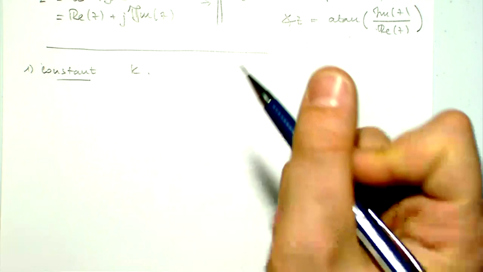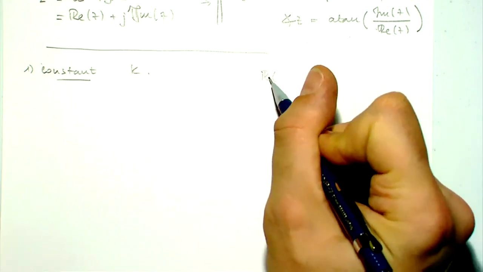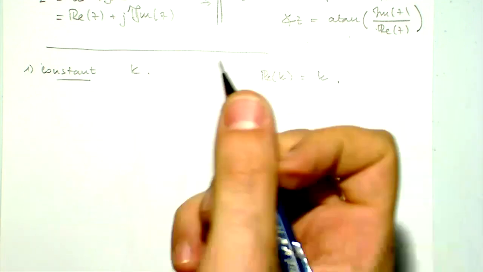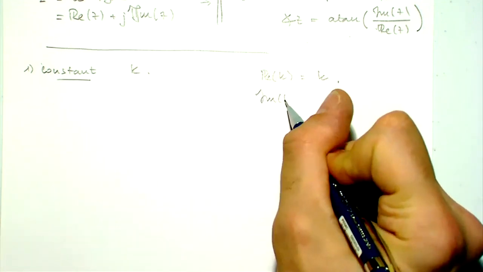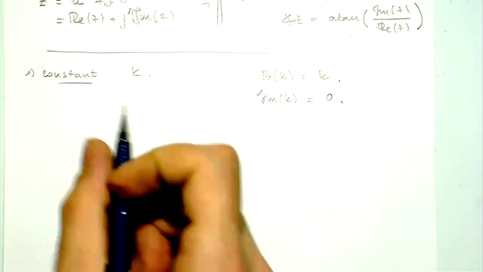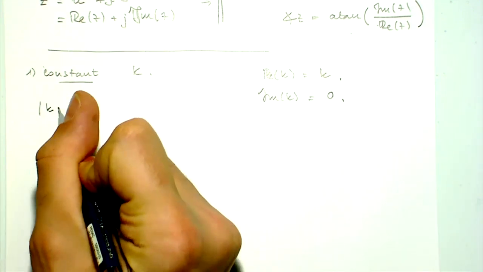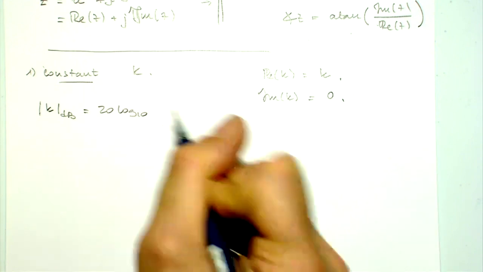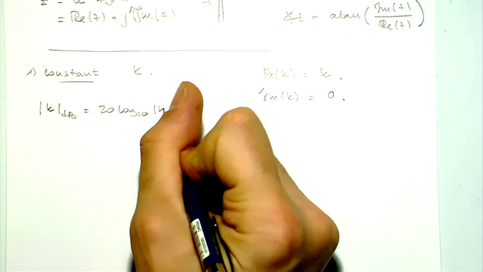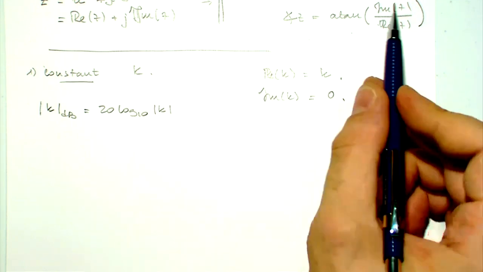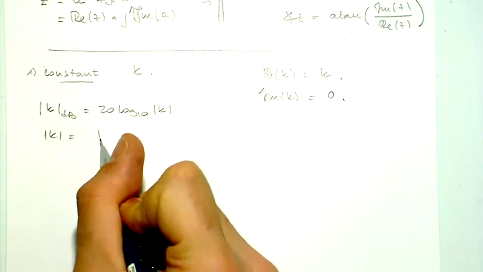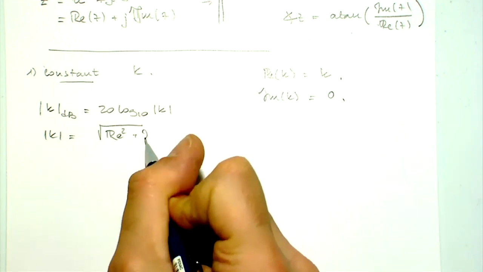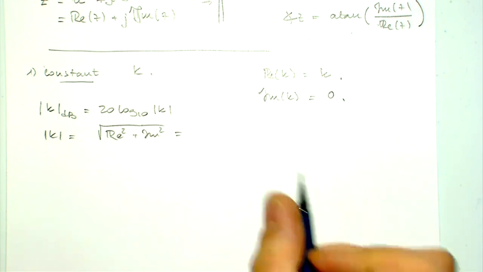So what's the real part of k? The real part of k is k, right? And because we're assuming k is real. What's the imaginary part of k? The imaginary part of k is 0. Okay? So what's the magnitude of k expressed in dBs? It's 20 times the logarithm in base 10 of what? Of the magnitude of k. But the magnitude of k is equal to the root of the square of the real part plus the square of the imaginary part, which is a terribly complicated way of saying k.